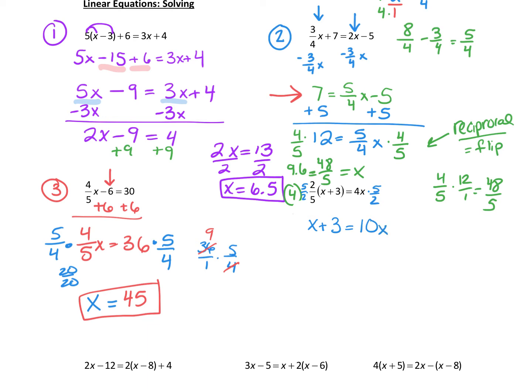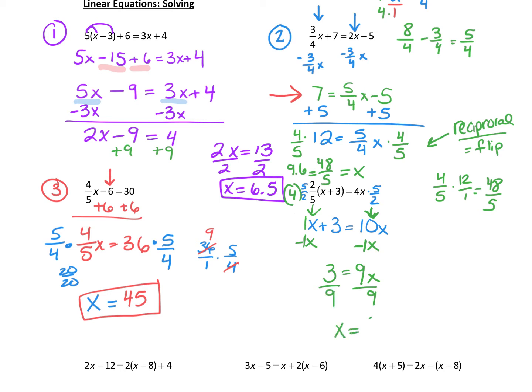Now I have x's on both sides. I don't want x's on both sides. I want them on one side. So since the 10x is already alone on this side, I'm going to minus this x over. Now remember, this is like a 1x. So when I minus this x over, it's really like 10x minus 1x, so I'm going to have 9x. Then I'm going to divide by 9, divide by 9.